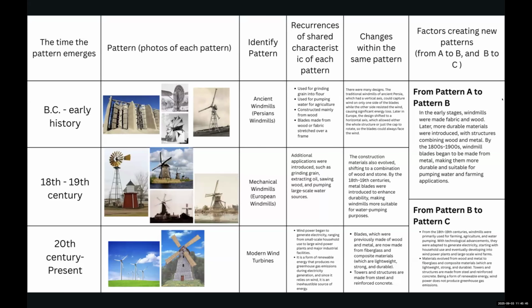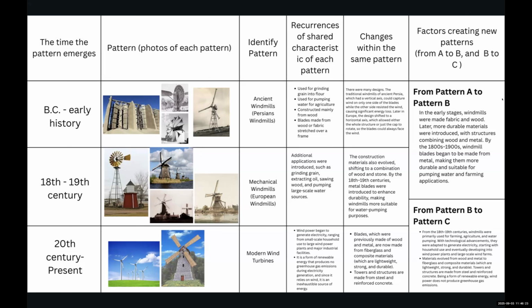In BC to early history, people used windmills for splitting grain into flour and for pumping water for agriculture. Windmills in this time pattern were made from reed and wood or fabric stretched over a frame. Chain within the same pattern.